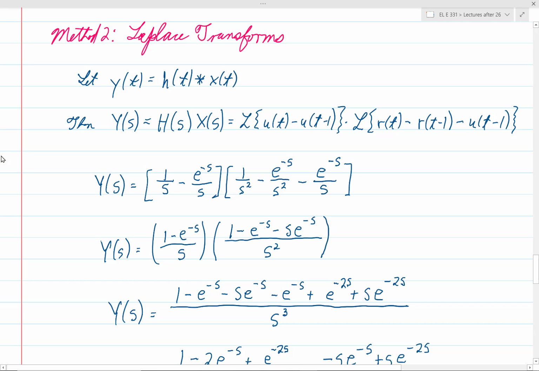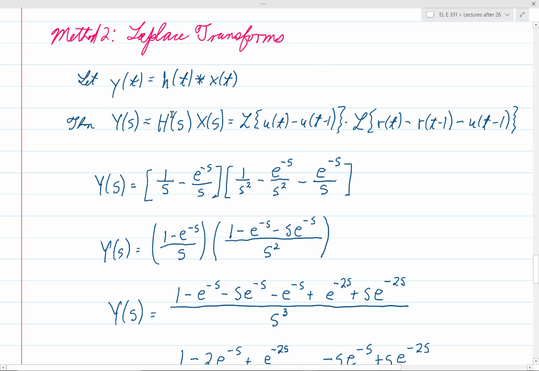Anyway, it's good for you to be familiar with both of these methods, and I think you will find that in some problems you think one way is better, and in other problems you will think another way is better. But let's see how this Laplace transform method would go.